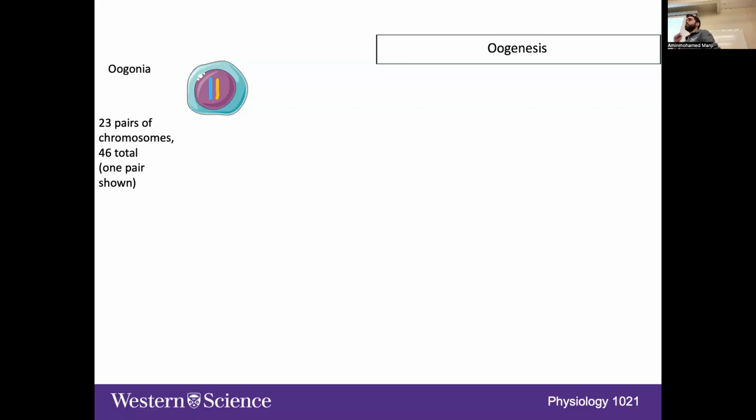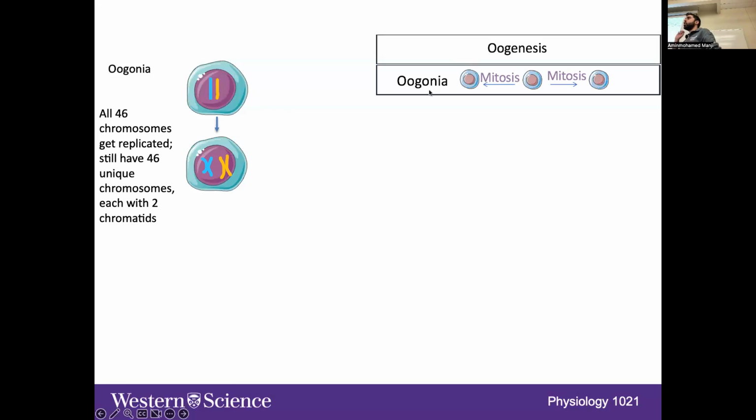Before birth, and this is big distinction number one compared to biological males, all of these oogonia will undergo tons and tons of mitosis. When it came to the male, mitosis was taking place once puberty started. With the female, mitosis is happening before she's even born, while she's still in her mother, developing as an embryo. All those oogonia will undergo several rounds of mitosis. So everything we talked about before still applies.